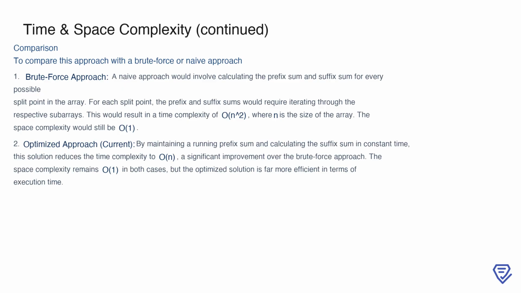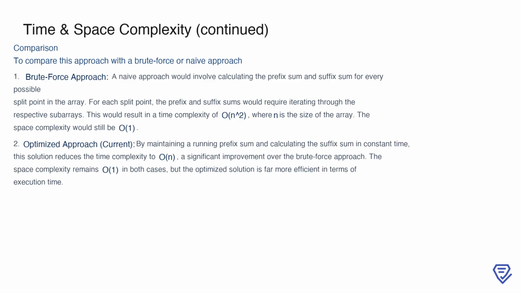To understand how this solution compares to a brute force or naive approach, consider the following. A brute force approach would involve calculating the prefix sum and suffix sum for every possible split point in the array. For each split, this would require iterating through the respective subarrays, leading to a time complexity of O(n²). However, the space complexity would still remain O(1), since no additional memory is used.